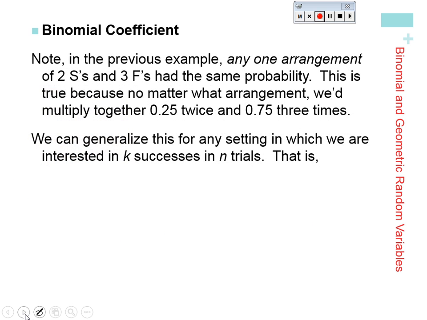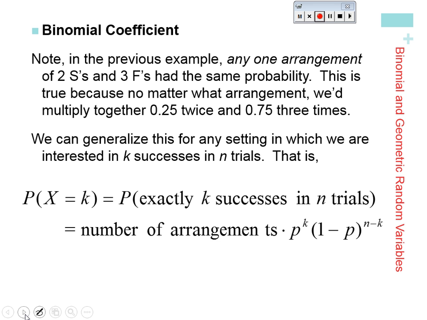Well, that goes back to some things that we did back in the first quarter, talking about what's called combinations and permutations. So in terms of the formula for a binomial setting, one of the things that we look at here is the probability of success to the power of the number of successes, times the probability of failure to the power of the number of trials minus the number of successes. And that's what we did with the previous example, where we had 0.25 squared times 0.75 cubed.